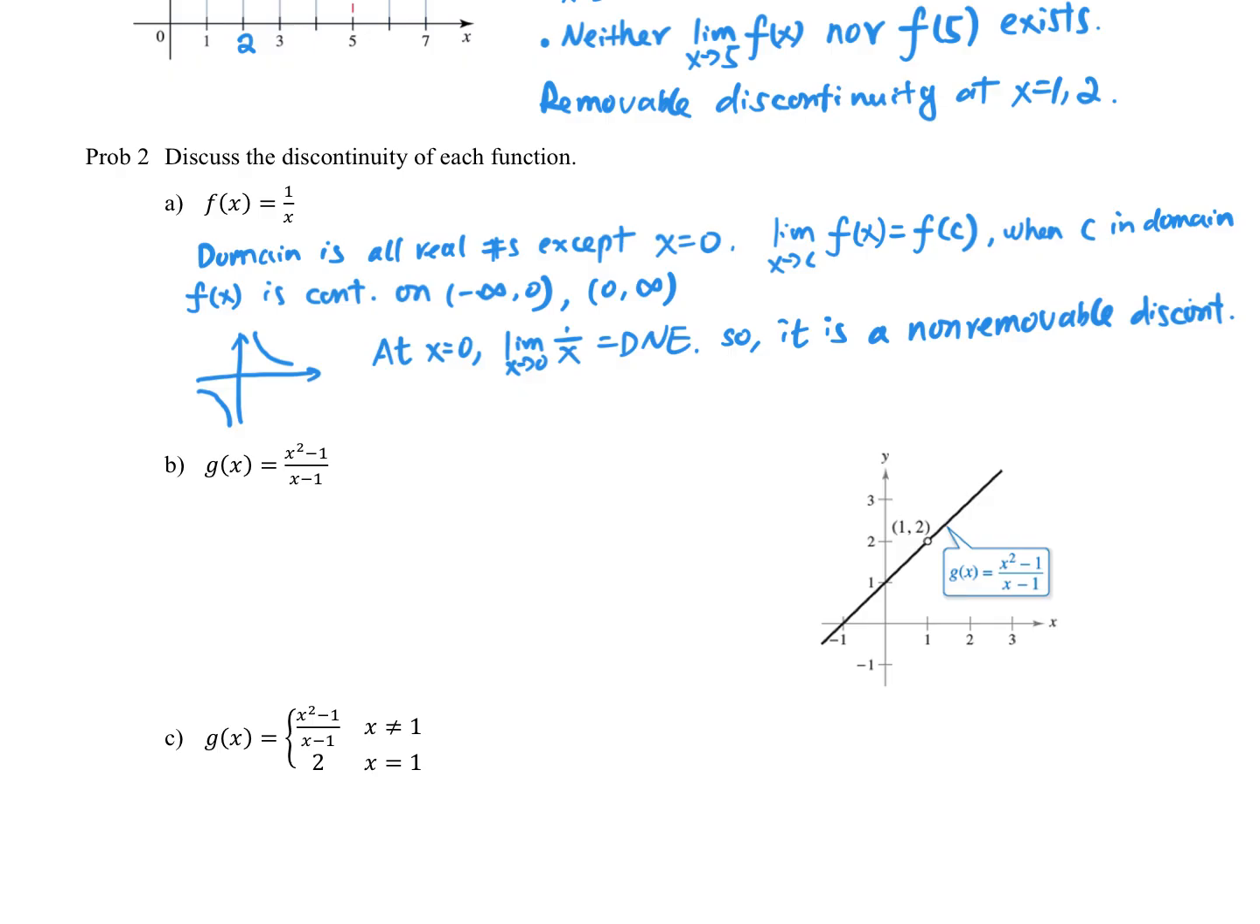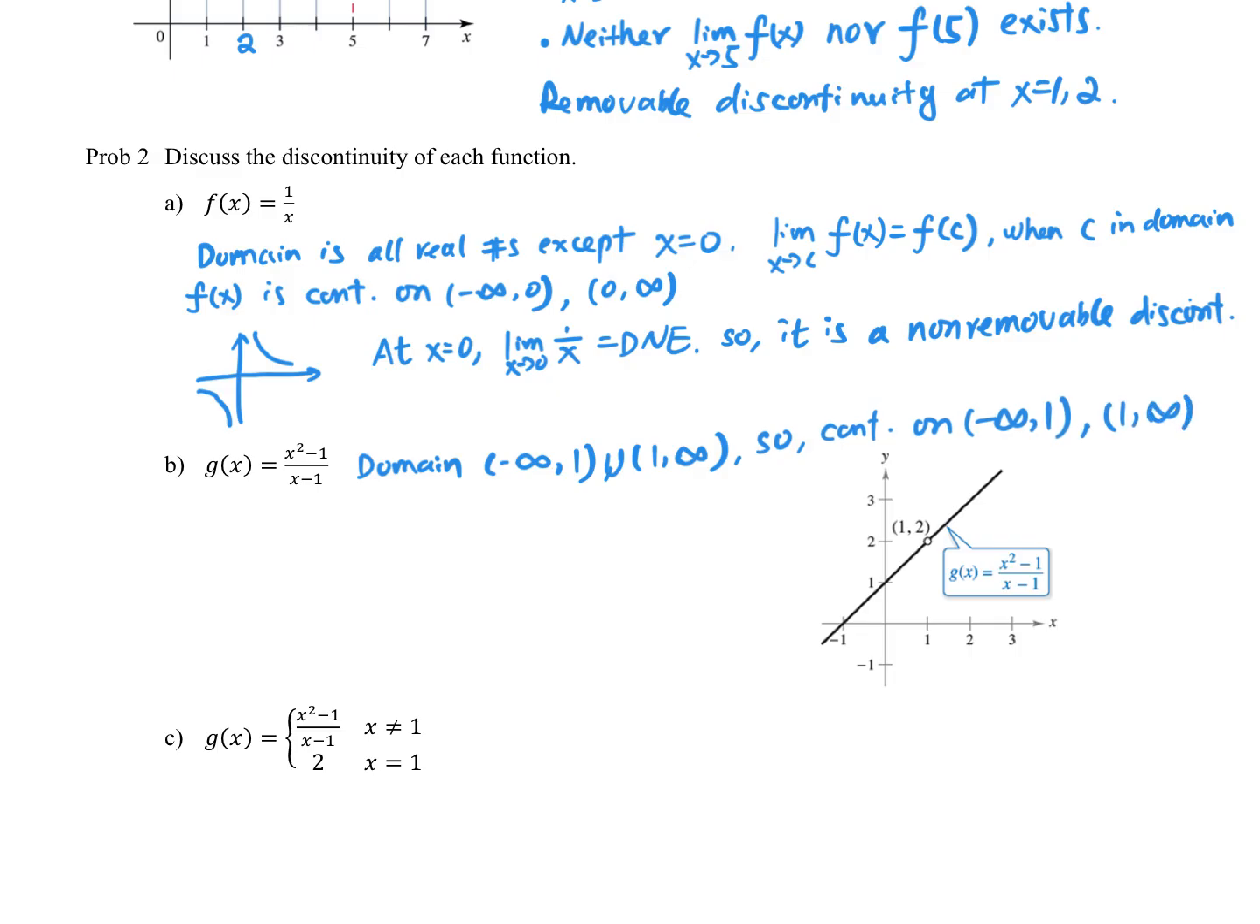All right, now let's take a look at the second example. Again, the domain is everything except x equals 1, right? So basically negative infinity to 1, and from 1 to infinity. Therefore, the function is continuous on its domain, so continuous on these two intervals.